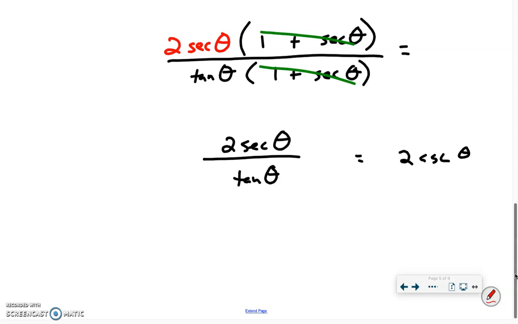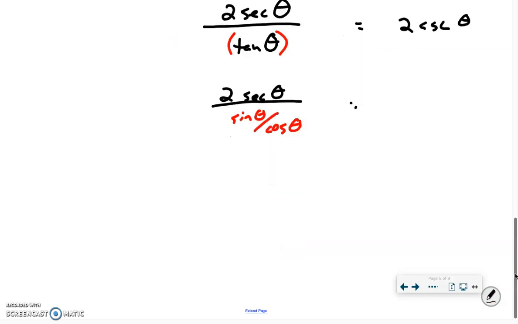All right. So really, at any time, we probably could have pulled this off. I know that tangent theta, if I were just simply looking to change this back to sines and cosines, tangent's going to be sine over cosine. And again, at any time, we could have made this move. But if we think about when you divide fractions, what you're really doing is multiplying by the reciprocal. So that means that my numerator of 2 secant theta, I'm multiplying that times the reciprocal of sine over cosine. So multiplying that times the reciprocal, cosine over sine.